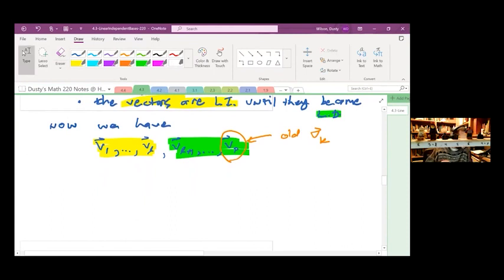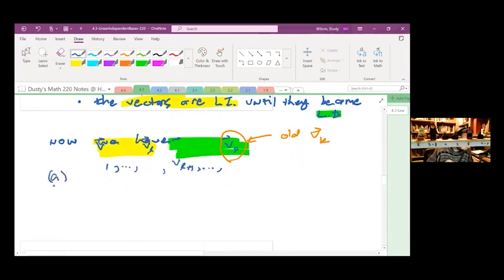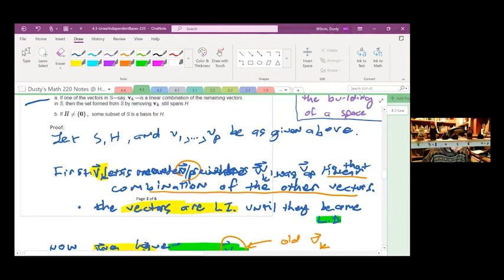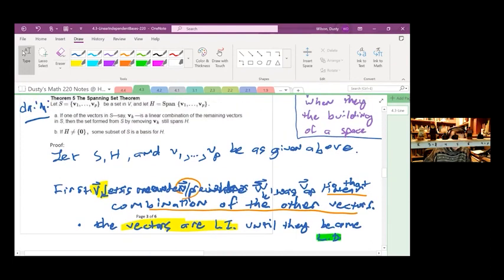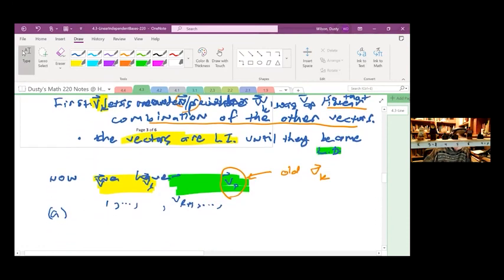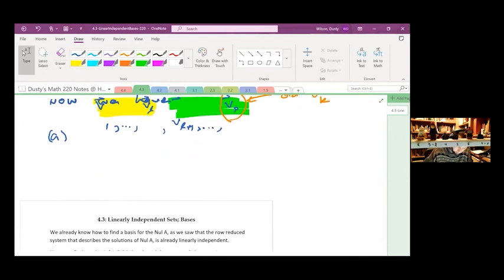All right, so now we're going to go into our proof. Remember that part A says that if one of the vectors in S, say VK, is a linear combination of the remaining vectors in S, then the set formed from S by removing VK still spans H. And so that VK is now our VP.